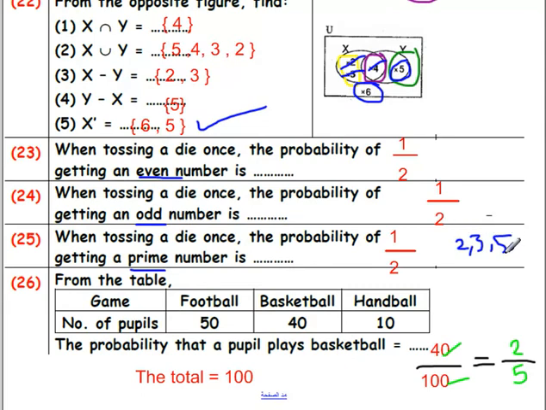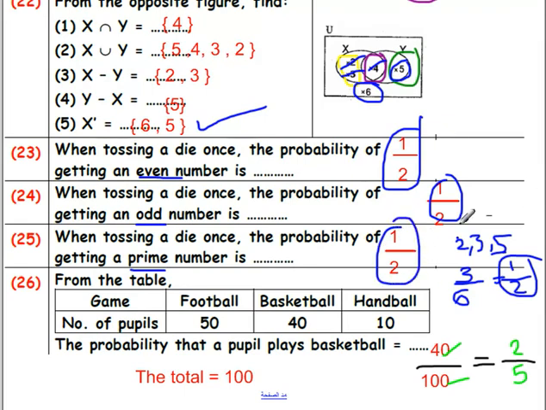Count these elements. 1, 2, 3. So we will write 3 over the total. The total equals 6. And simplify. 3 divided by 3 equals 1. 6 divided by 3 equals 2. So the result equals half. So even, odd, and prime each equal half.